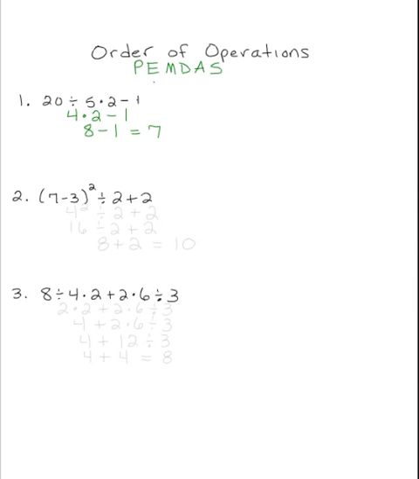Let's try number 2. In this problem, we have 7 minus 3, squared, divided by 2 plus 2. Now, we do have parentheses in this problem, and so that is what we would do first. So we're going to do the 7 minus 3, which is 4, but we still have an exponent with that 4. Then we have divided by 2 plus 2. The next step would then be to take care of the exponent, and that would be the 4 squared. So we're going to take 16 divided by 2 plus 2. Again, writing down the rest of the problem.